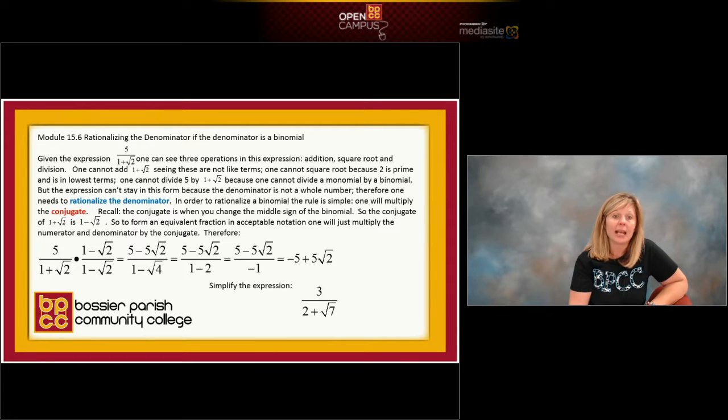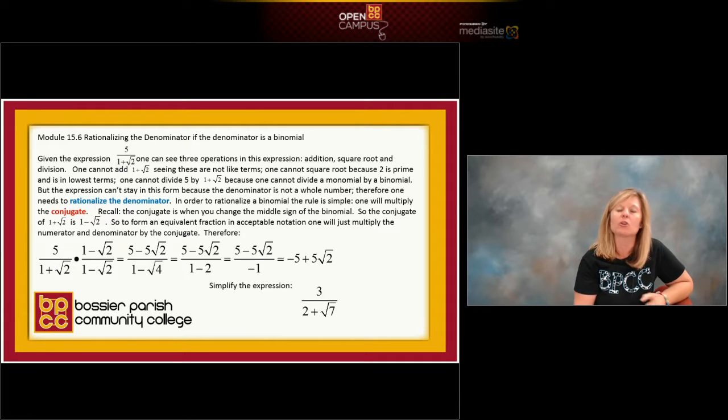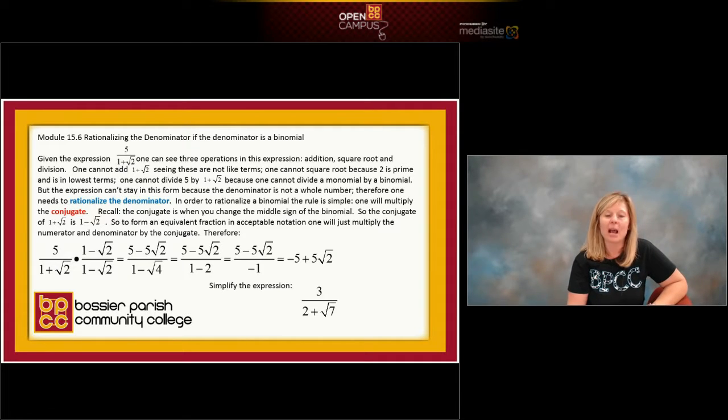First question. Can you add the 1 to the square root of 2? And we know the answer is no because they're not alike. 1 is a whole number, square root of 2 is not. Then I would ask, can you square root 2? And you would say, no, it's in simplest form. 2 is prime, it's as low as it can be.